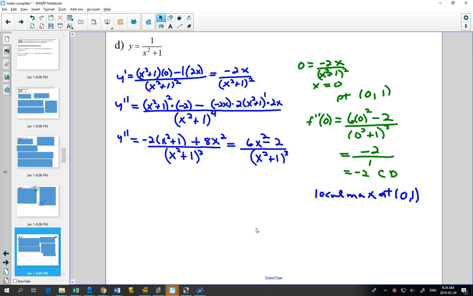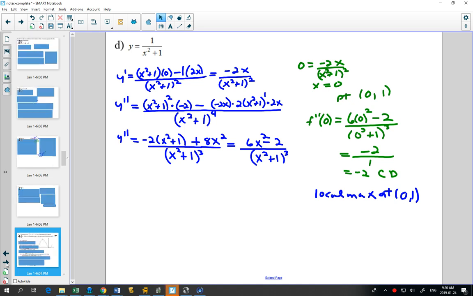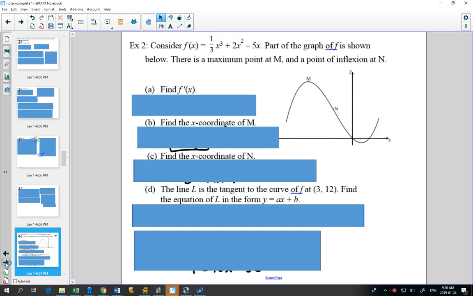And let's finish up with the last question here. So we've got an x cubed graph. Part of the graph is shown. There is a maximum point at M and a point of inflection at N. So this is an old exam question. Find f prime of x. Well, that's a straightforward derivative. No problem.